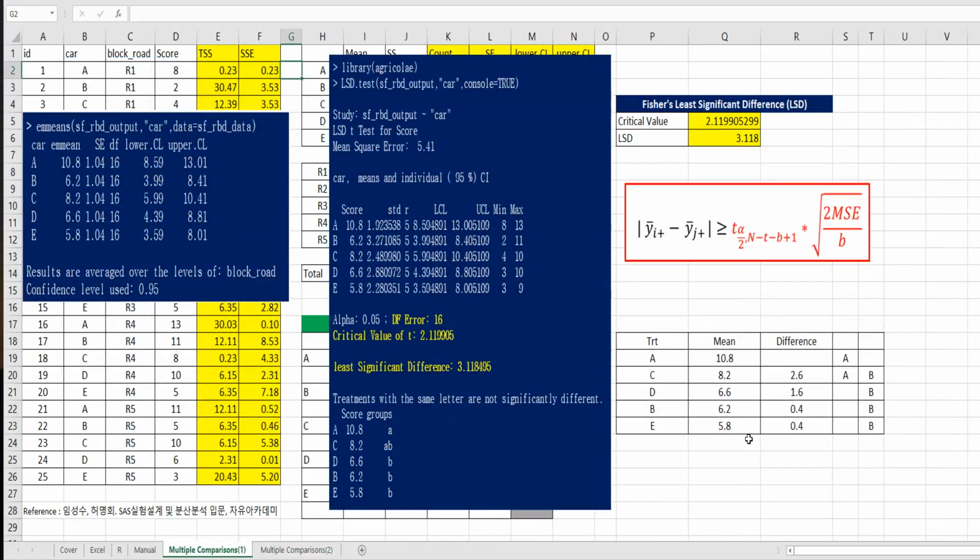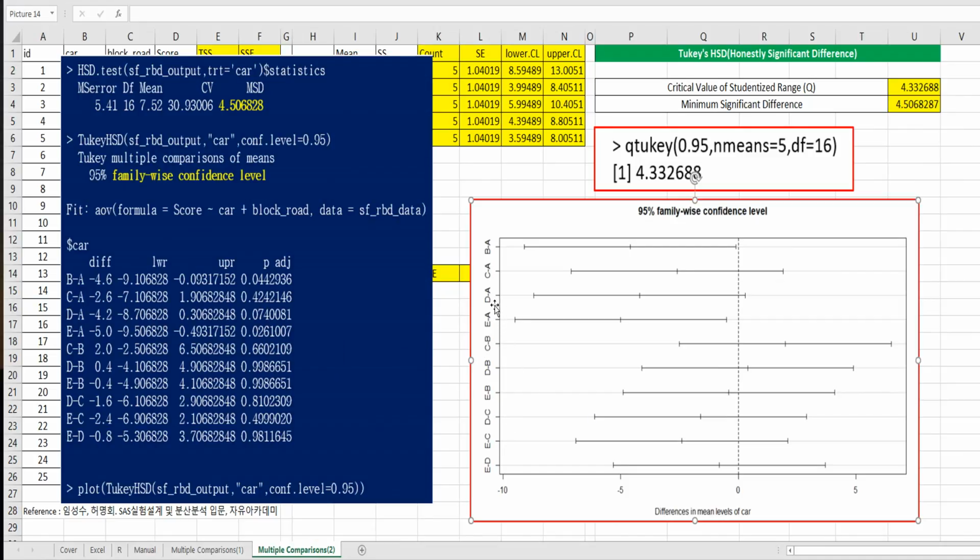So in the previous video, I explained how to use Fisher's LSD, right? In this case, we only see that there's a significant difference between treatments A and D, A and B, and A and E. So in Fisher's LSD case, A and D shows a significant difference in terms of mean. But A and D here, yeah. In Tukey's HSD method, the difference between treatment D and A does not have a significant difference.